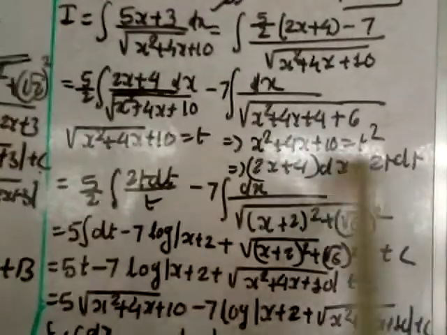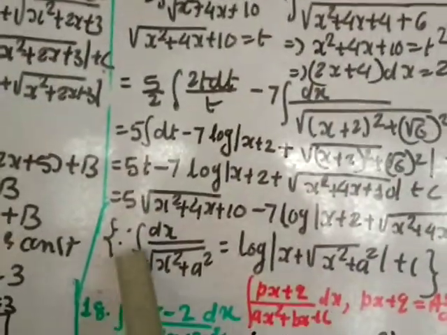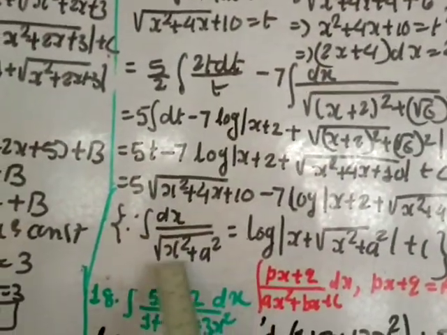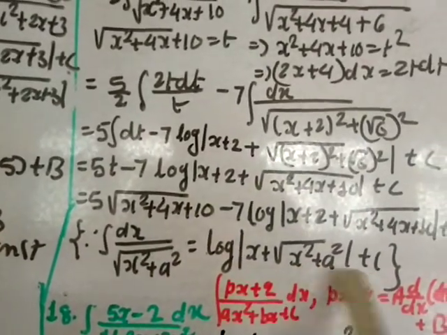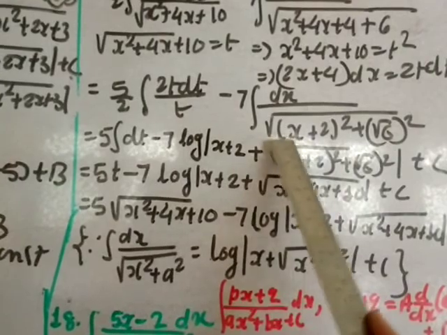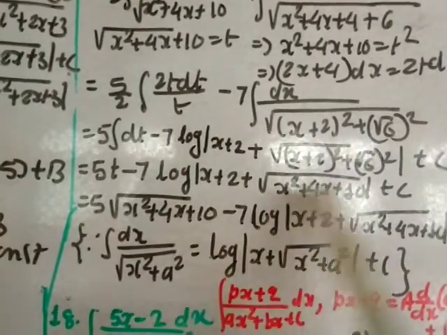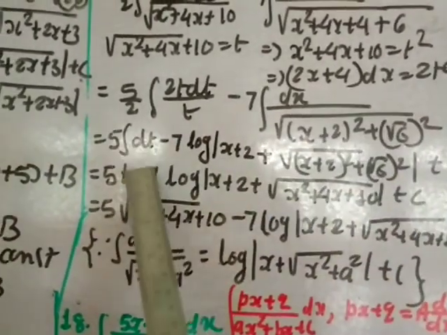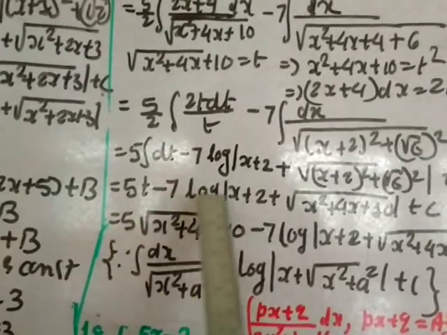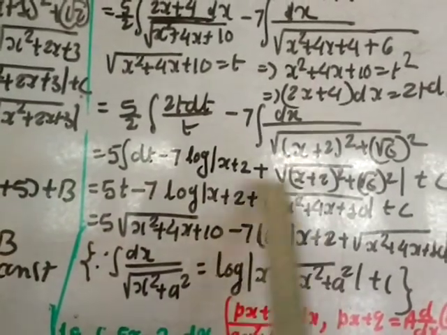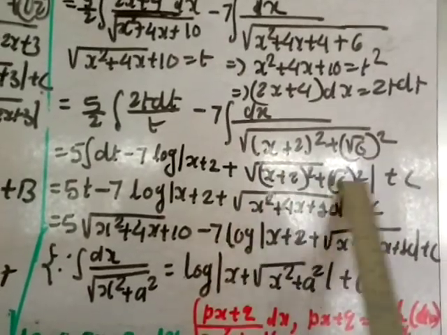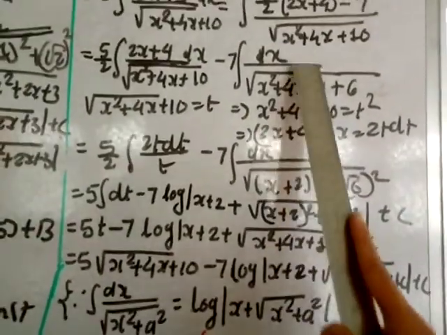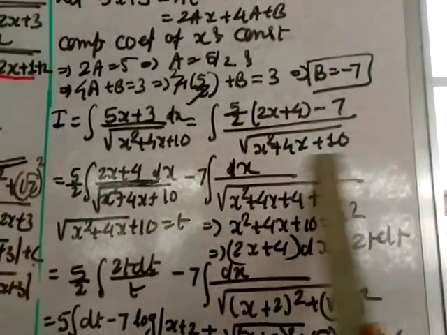Okay, so for this one we will use the identity: integral dx divided by square root of x square plus a square gives you log of x plus square root of x square plus a square, plus c. Here instead of x it is x plus 2, and instead of a it is root 6. Okay, and this derivative is t, 7 log, instead of x I put x plus 2 plus square root of x square plus a square. So this same thing I am putting. Okay, and this is nothing but your this question. Okay, so lastly I'll put this value.